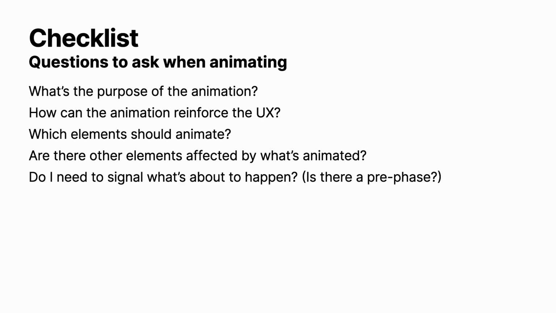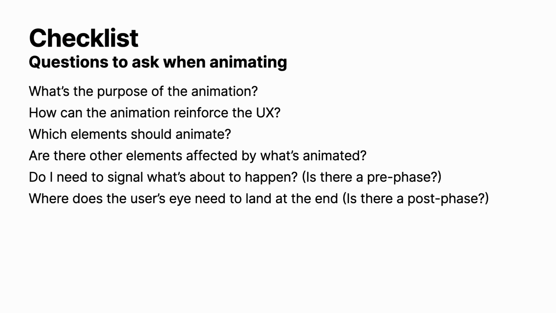Do I need to signal what's about to happen? Do I need to highlight something? Do I need to draw the user's attention anywhere before the actual animation or action takes place? Equally, is there anywhere it needs to land at the end? If they've completed a certain action, where are they likely to go next? And can I bring that into the animation, or should I? In what order does everything animate? And are these in sync?